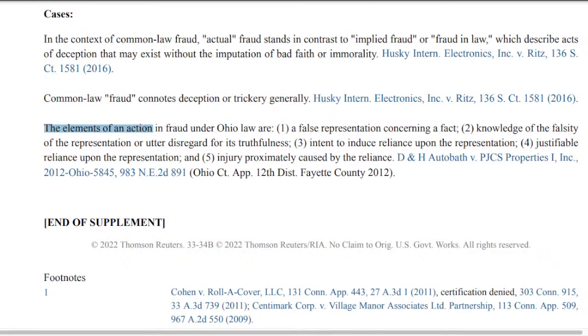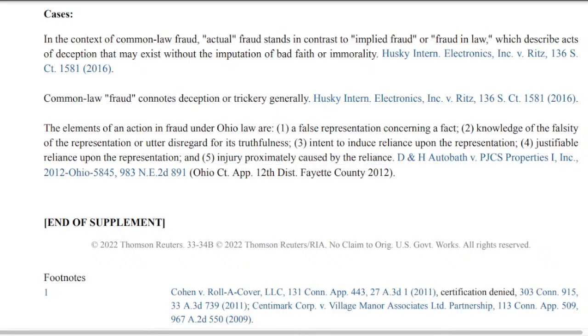The elements of an action in fraud under Ohio law are: 1. False representation concerning a fact. 2. Knowledge of the falsity of the representation or utter disregard for its truthfulness. 3. Intent to induce reliance upon the representation. 4. Justifiable reliance upon the representation. And 5. Injury proximately caused by the reliance.